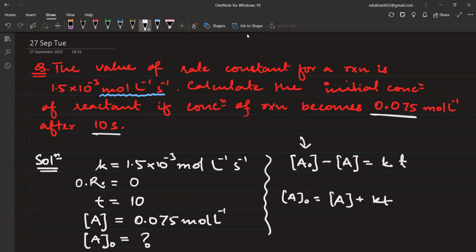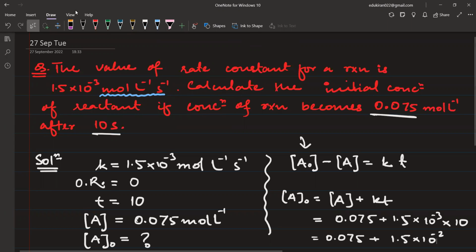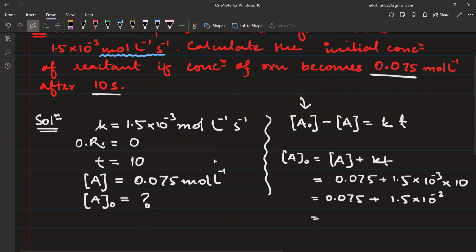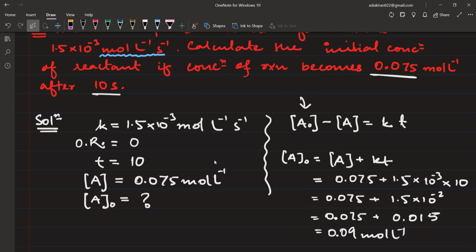This concentration of A is what? It is the remaining concentration, whatever is remaining. So 0.075 is remaining, plus what is the value of K? 1.5 into 10 to the power minus 3, times 10, the 10 seconds. So this will be equal to 0.075 plus 1.5 into 10 to the power minus 2. So this is 0.075 plus 0.015, right? So this will be equal to 0.09. This is the initial concentration. That's a very easy question, guys. Please start learning.